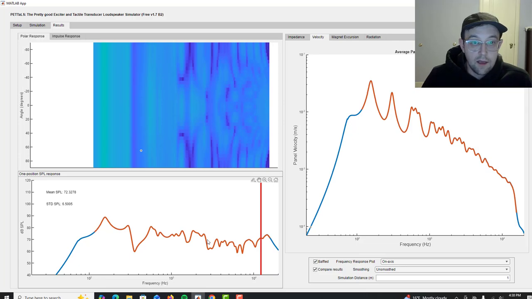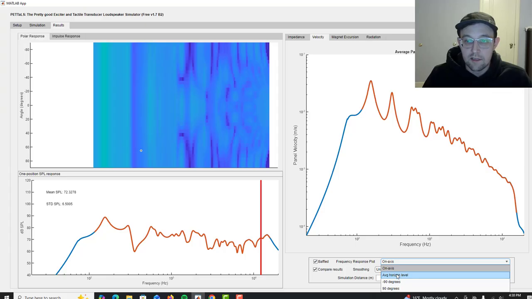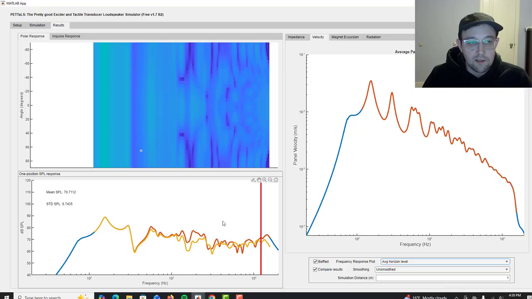So, okay, now in what I would call the usable bandwidth of the speaker, we get a mean SPL of 72.33 dB and a standard deviation of 6.5 dB. Now that's on axis in a totally anechoic environment. I think that the average horizon level, I said I wasn't going to talk about this, but screw it, I am. The average horizon level is probably a better estimate of what happens when you add in all the room reflections and everything. So changing to that, we get these yellow results, which are slightly different numerically.